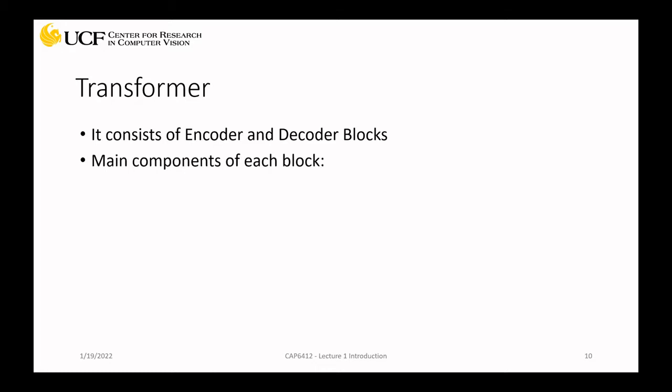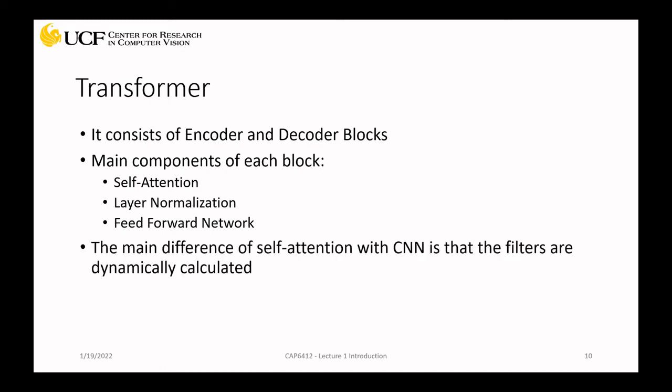The main components of each block are self-attention, layer normalization, and feed-forward network. Okay, so just keep that in mind. Now, the main difference of self-attention with the CNN is that these filters are dynamically calculated. They depend on the data. That's the main thing, because in a CNN, once you learn these filters, they are fixed, regardless of what the input is.